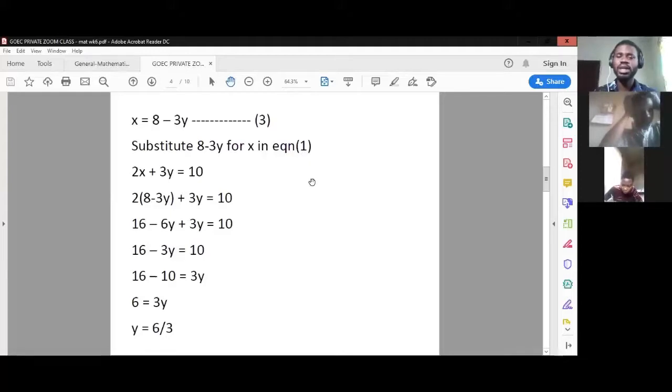Keep writing while I'm explaining. Keep writing, Chisom. Keep writing. I've explained before. I just want to go over it again while you are writing. So just keep writing.